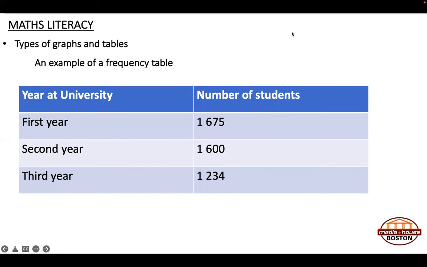So here we go, here's the frequency table. So it's the rate at which something occurs. So we see at the top, it says here at university and then number of students. So the first year, 1,675, second year, 1,600, and the third year, 1,234. Okay, so basically this is how we represent, or we get data and then we can put it in a table format. Questions?